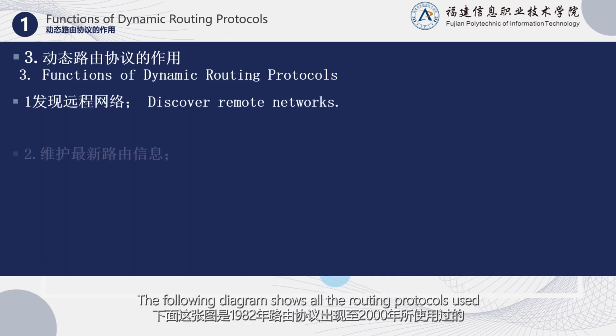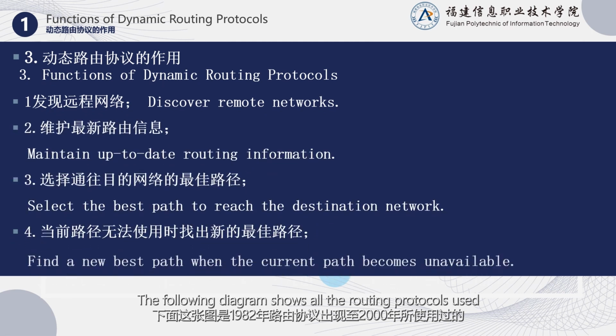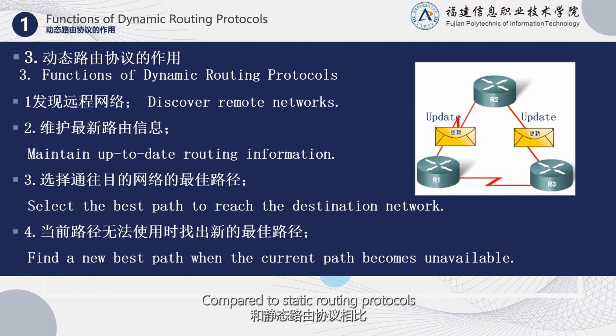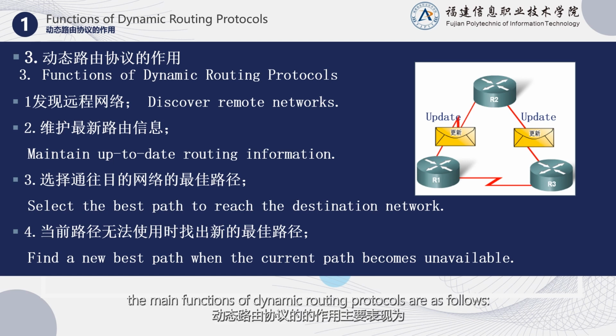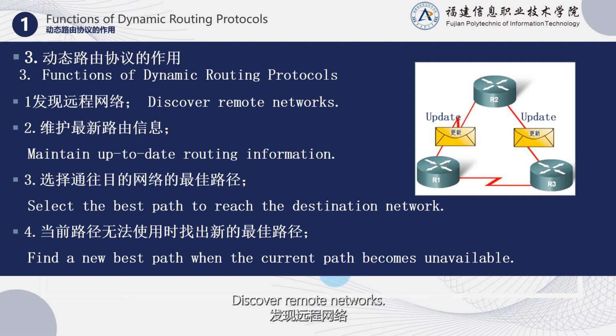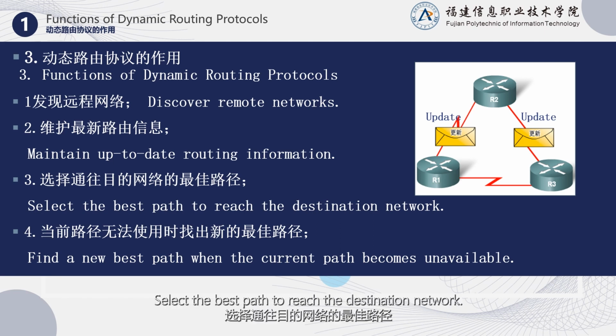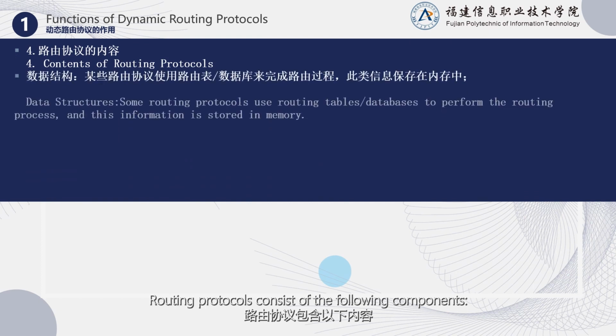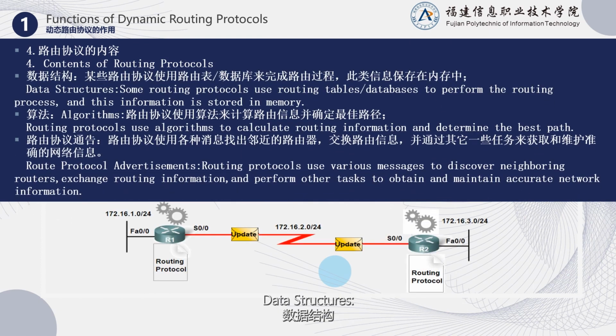The following diagram shows all the routing protocols used from the appearance of routing protocols in 1982 to the year 2000. Compared to static routing protocols, the main functions of dynamic routing protocols are as follows: discover remote networks, maintain up-to-date routing information, select the best path to reach the destination network, and find a new best path when the current path becomes unavailable. Routing protocols consist of the following components: data structures.